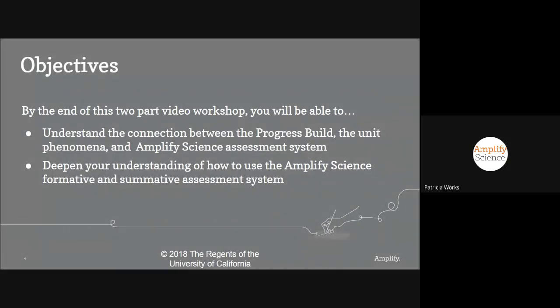Here are our objectives. By the end of this 2-part video workshop, we hope you'll be able to understand the connection between the progress build, the unit phenomena, and the Amplify Science assessment system. And we hope this will deepen your understanding of how to use the Amplify Science formative and summative assessment system.